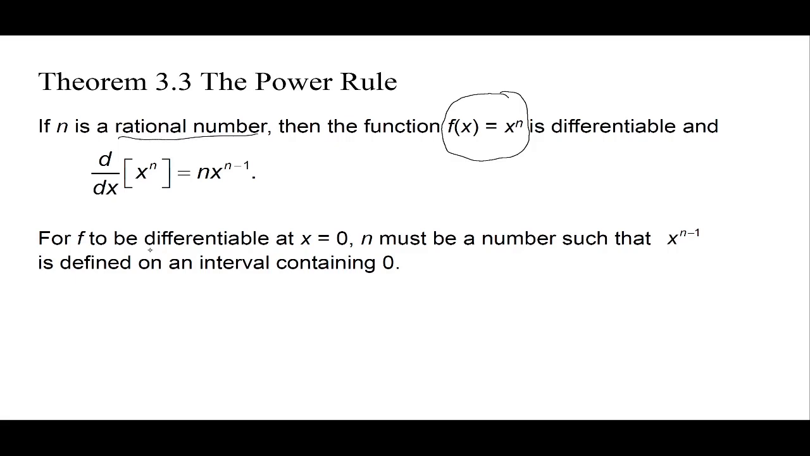Then the derivative of x to the power n is n times x to the power n minus 1. So let's say you are trying to find the derivative of x squared. Then according to this formula, the derivative, or rate of change, of this function x squared would be 2 times x to the power 2 minus 1, which is 1. So that's called the power rule. You have to know this rule very well, okay?